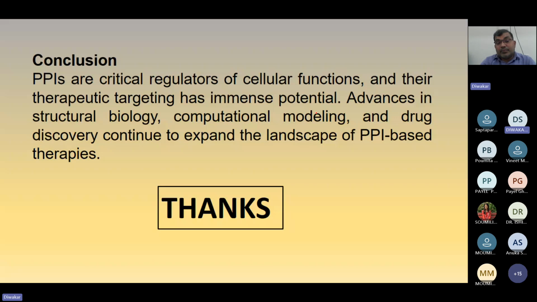As you know, protein-protein interactions are critical regulators of cellular functions, and their therapeutic targeting has immense potential. Advances in structural biology, computational modeling and drug discovery may continue to expand the landscape of protein-protein interactions in therapies and minimize the scientific gap present till now.